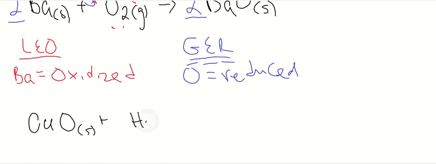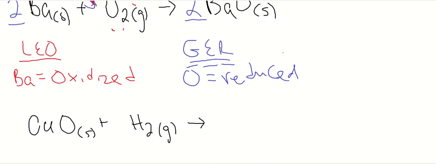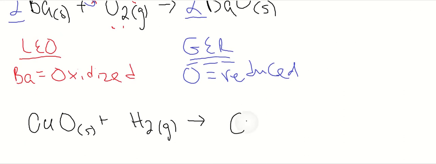And that's going to react with hydrogen gas. Hydrogen is another diatomic element. All right, so put G there for gas. The products are given here to form copper metal and water. All right, form copper metal, and then water is H2O. It's already balanced? Okay, nice.